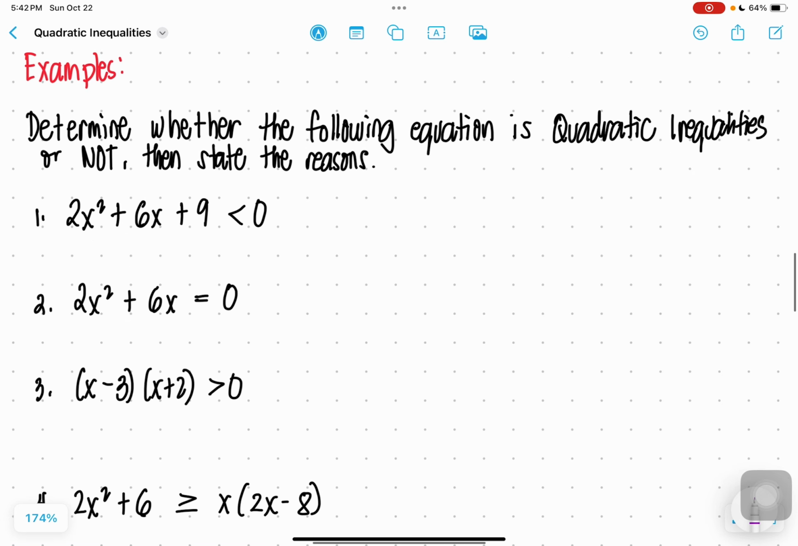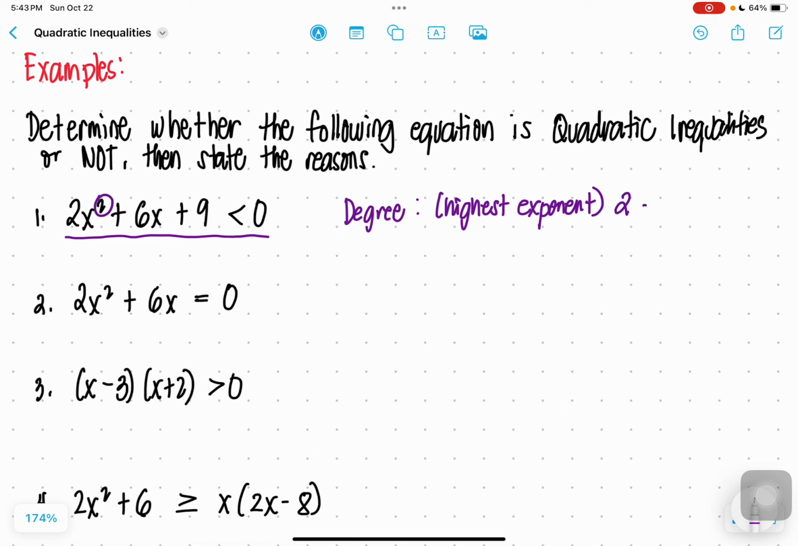So determine whether the following equation is a quadratic inequality or not, then state the reason. So number 1, we have 2x squared plus 6x plus 9 is less than 0. So first thing to check, no? Check muna natin yung degree niya. Again, ano yung degree niya? Yung highest exponent. Ano po ang highest exponent niya? 2. Okay, so check siya. Pasok siya sa quadratic.